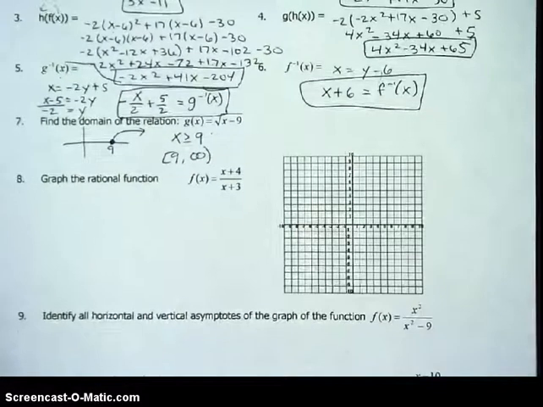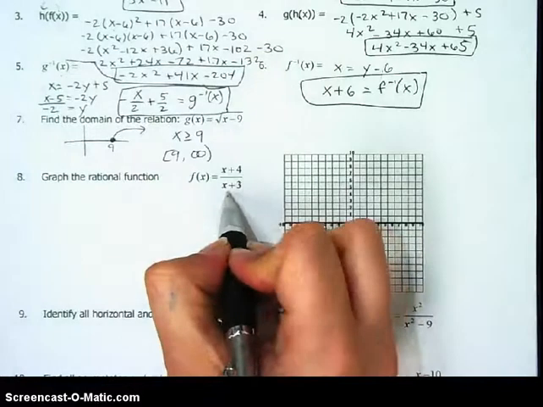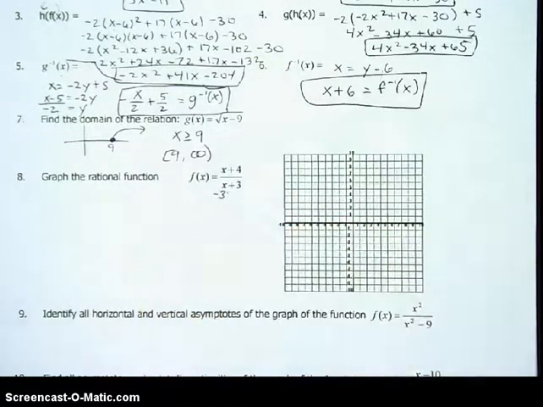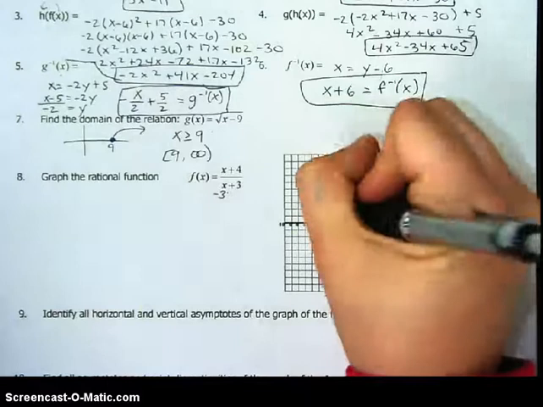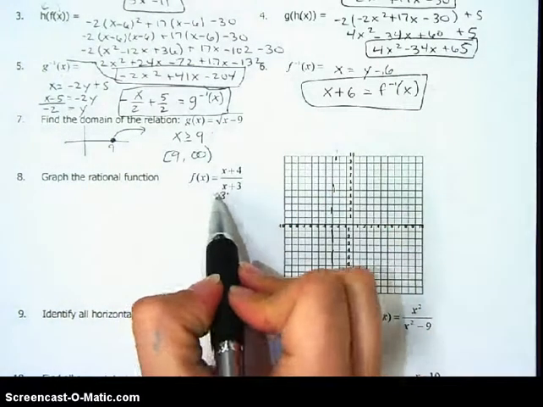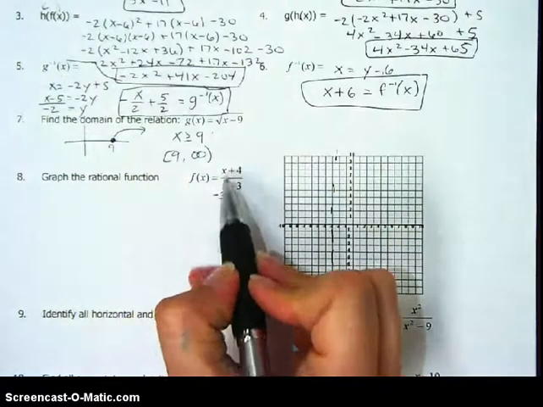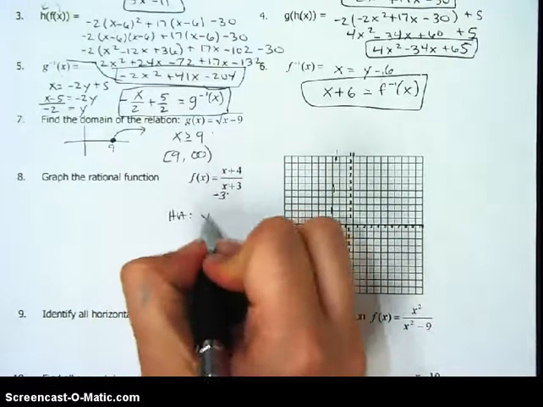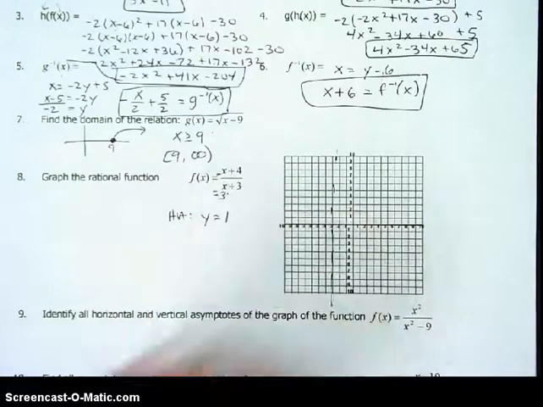When we graph our rational function, remember the bottom here is telling me where my vertical asymptote is. So since negative 3 makes the bottom 0, we've got a vertical asymptote at negative 3. Our horizontal asymptote, because our exponents are the same, we have an x over an x. We've got a horizontal asymptote at y equals 1, because we look at the coefficients, divide those out.